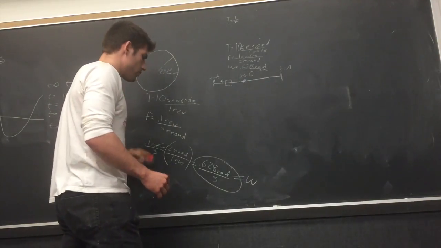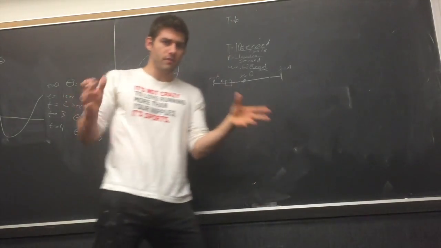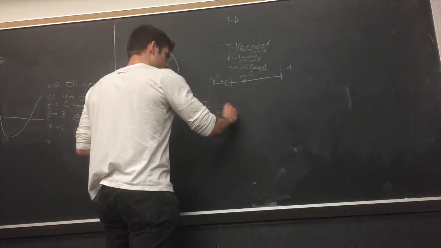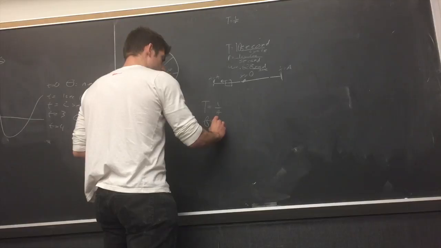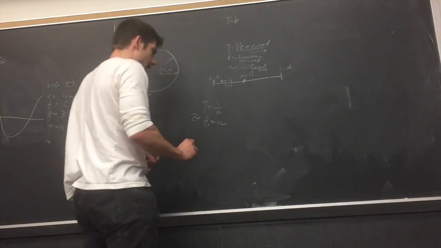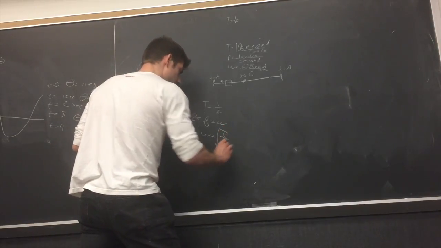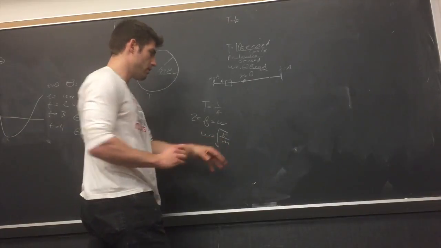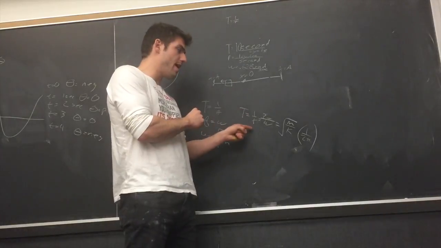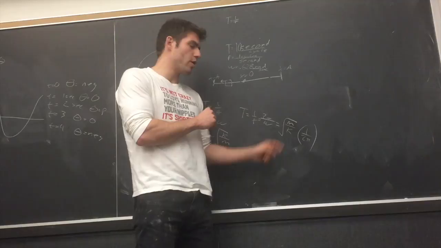Omega is really important for solving pretty much all of these problems. I think omega lies at the center because T is equal to 1 over f, and 2 pi f is equal to omega, and omega is equal to the square root of k over m. So if I tie it all together, T is equal to 1 over f, which is equal to 2 pi over omega, which is equal to the square root of m over k times 2 pi.